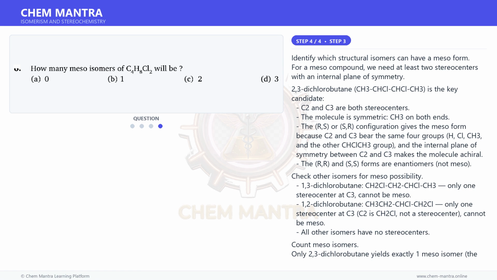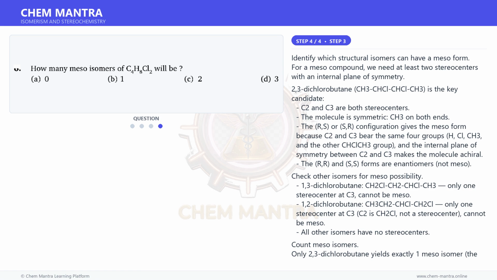Check other isomers for meso possibility. 1,3-dichlorobutane, CH2Cl-CH2-CHCl-CH3, only 1 stereocenter at C3, cannot be meso. 1,2-dichlorobutane, CH3CH2-CHCl-CH2Cl, only 1 stereocenter at C2, C1 is CH2Cl, not a stereocenter, cannot be meso. All other isomers have no stereocenters. Count meso isomers. Only 2,3-dichlorobutane yields exactly 1 meso isomer, the R,S form.